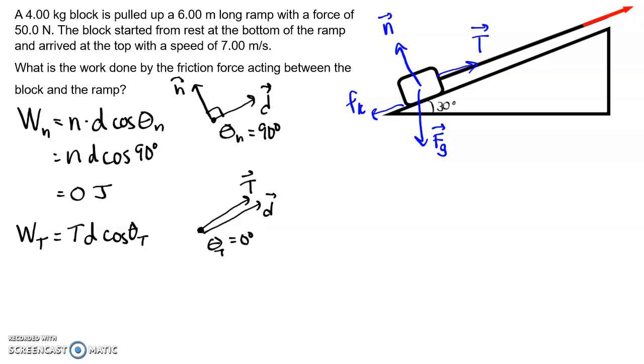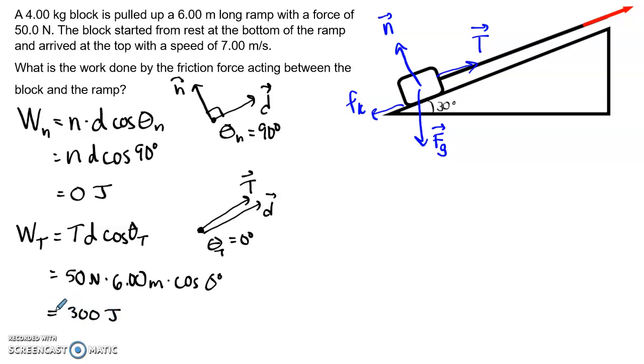Now we just need to add the numbers to make the calculations. So we have that the work done by the tension is equal to 50 newtons times the displacement of 6 meters times the cosine of 0 degrees. And once we put all of this together, we get 300 joules.